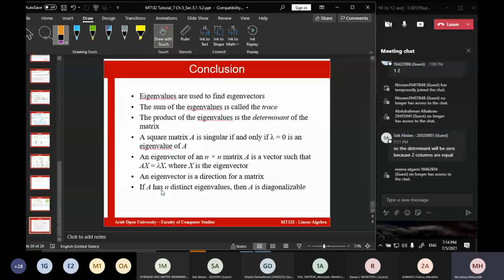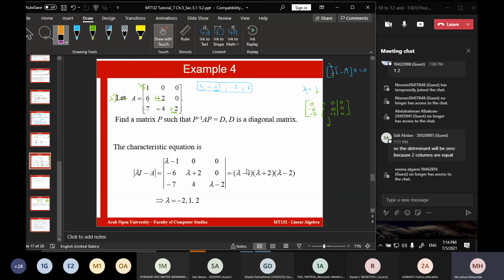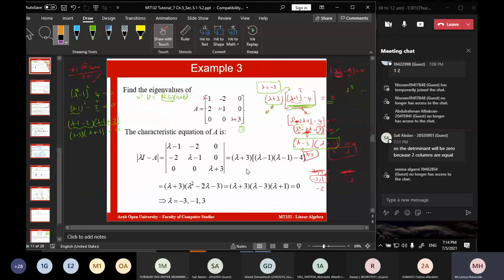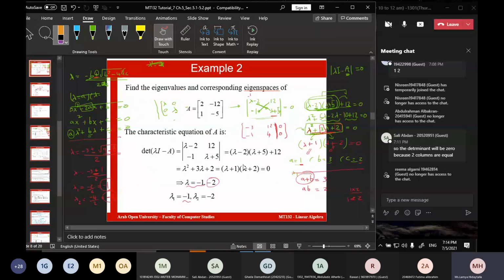So this is the first statement. The product of the eigenvalues is the determinant of the matrix. For an instant, here, the product of the eigenvalues, minus 1 times minus 2, is 2.